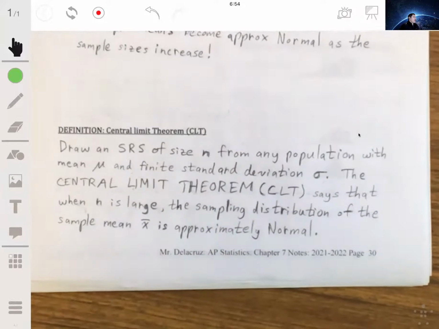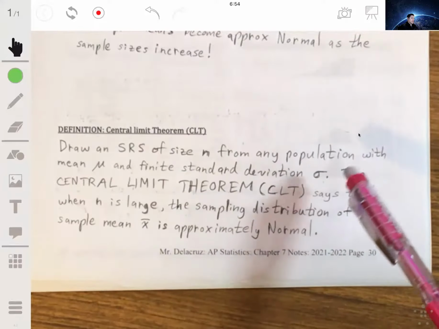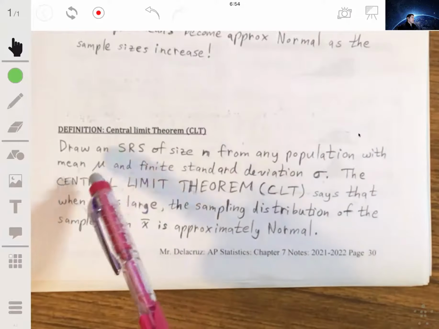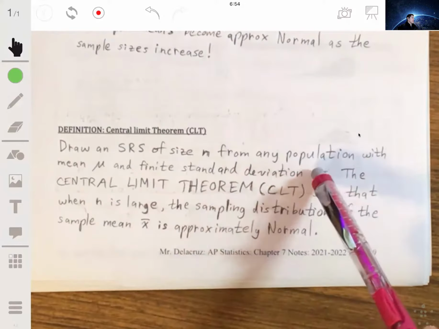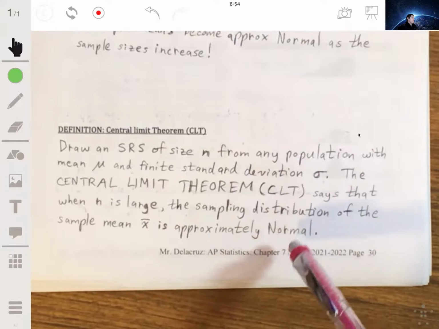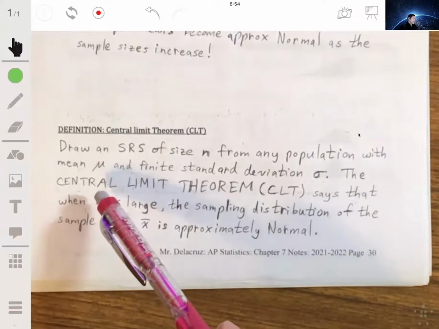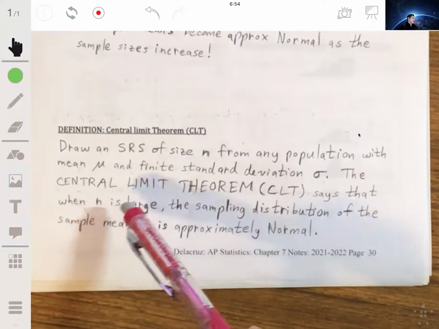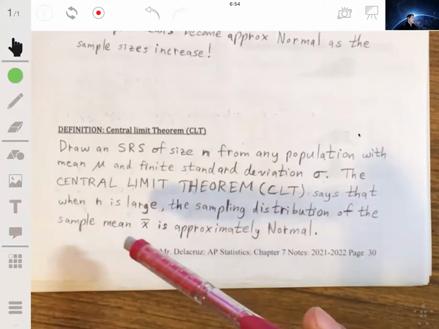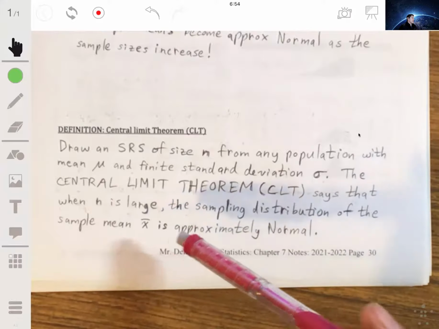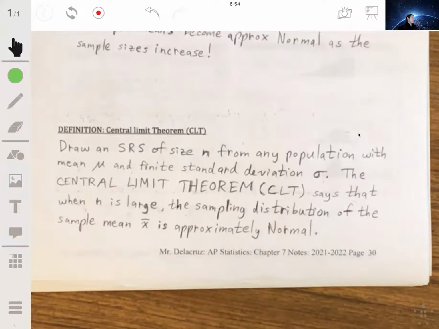All right, so here it is. What the Central Limit Theorem says is that if you draw a simple random sample of size n from any population, be it any weird looking population, that has a mean of mu and a finite standard deviation sigma, then when the sample size n is large enough, the sampling distribution of the sample mean will start to become approximately normal.